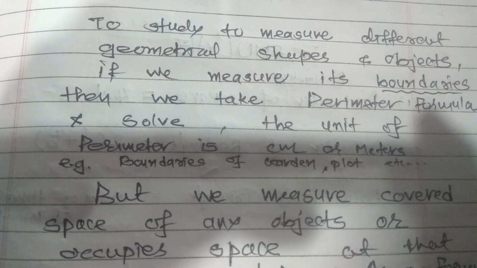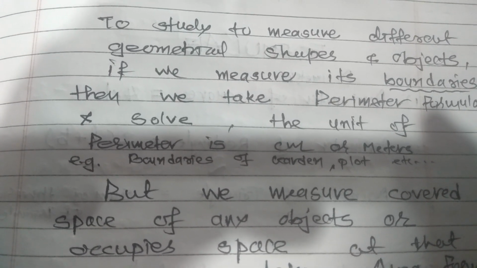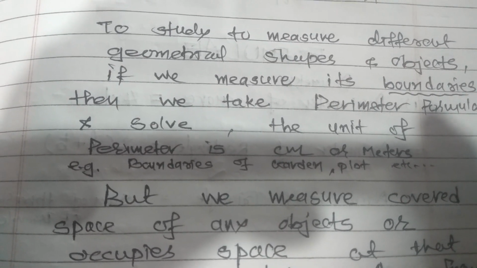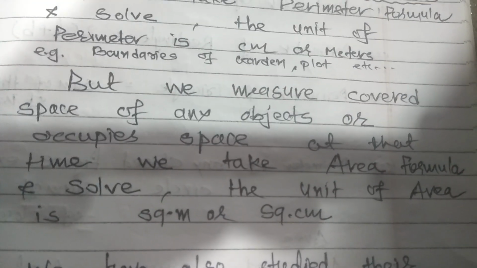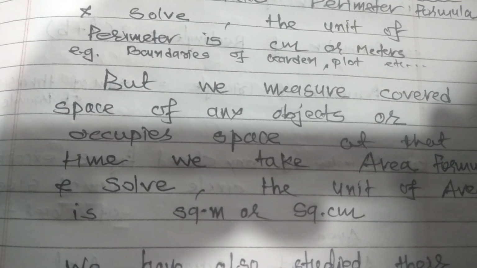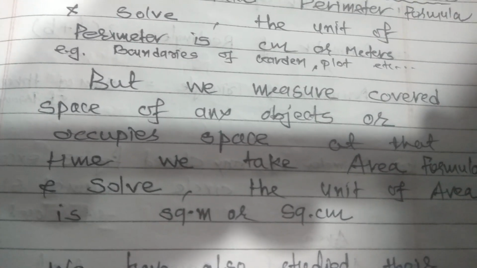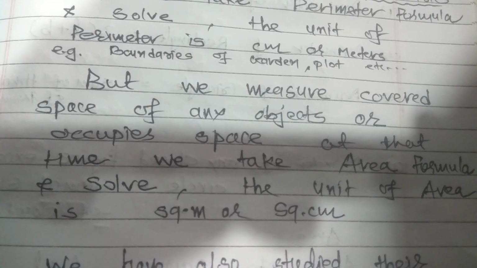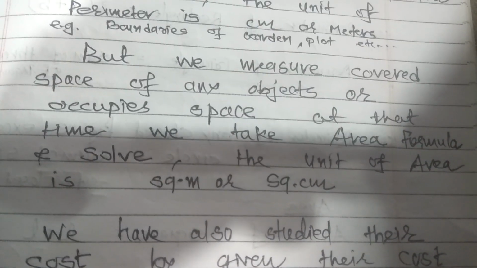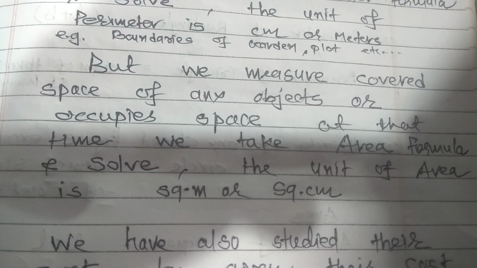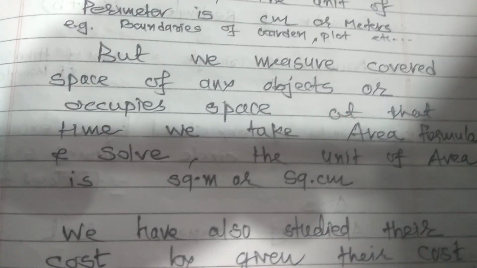Centimeter or meter. Say for example, if we want to find out the boundary of a garden or plot, we find the perimeter. But when we measure the space of any object, or the space it occupies, at that time we take the area formula and solve. And there the unit of area is square meter, SQ means square meter or square centimeter.